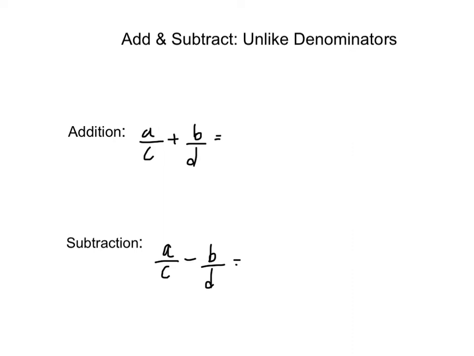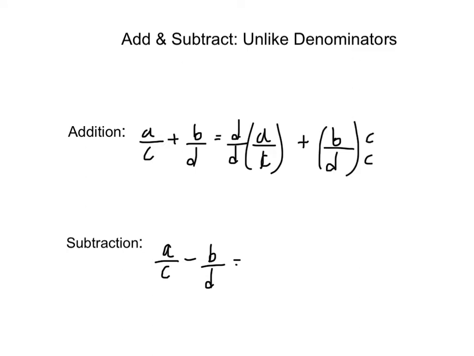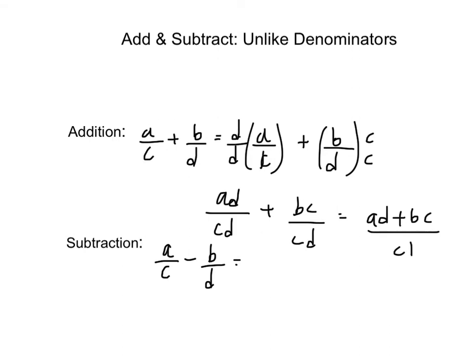So we're multiplying the first term by d over d, and we're multiplying the second term by c over c, so that both terms have cd as their denominator. So we have ad over cd plus bc over cd. Therefore, we have ad plus bc over cd.